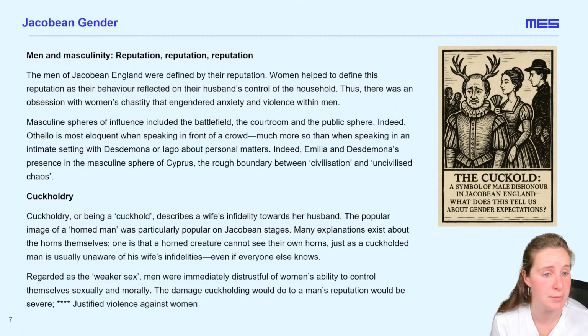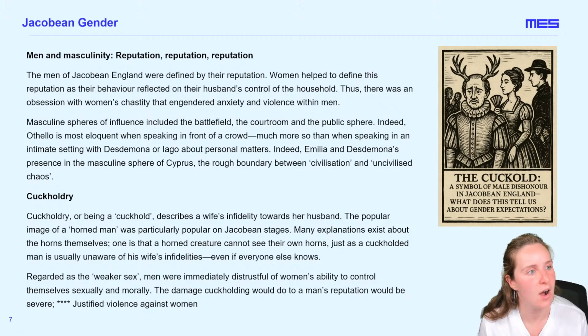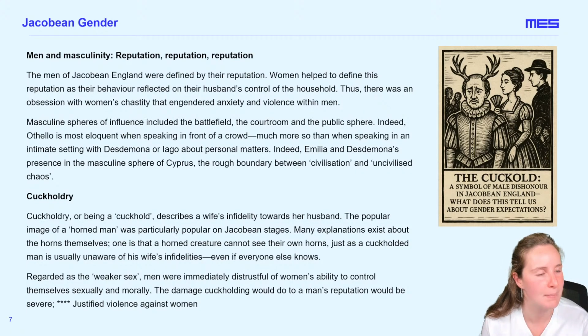Indeed, Emilia and Desdemona's presence in the masculine sphere of Cyprus, the rough boundary between civilization and uncivilized chaos, really does kind of throw the chaos into the mix and already seemingly tarnishes their reputation, because all of the interactions in Cyprus are kind of higher key and responded to with much less control and much more normal behaviour.